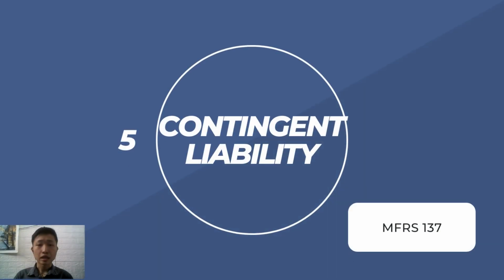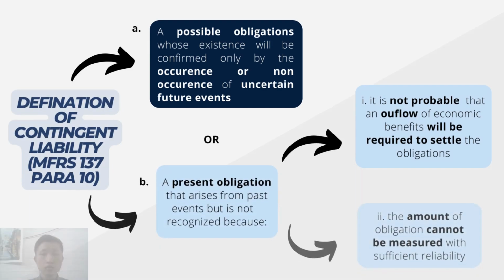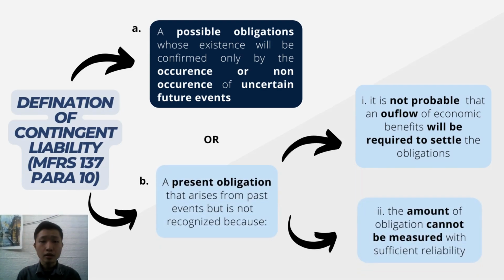Next, we will explain another liability, which is contingent liability, according to MFRS 137. According to MFRS 137 para 10, a contingent liability can be defined as: first, a possible obligation whose existence will be confirmed only by the occurrence or non-occurrence of uncertain future events; or second, a present obligation that arises from past events but is not recognized because the required outflow to settle the obligation is not probable or the amount cannot be measured with sufficient reliability.